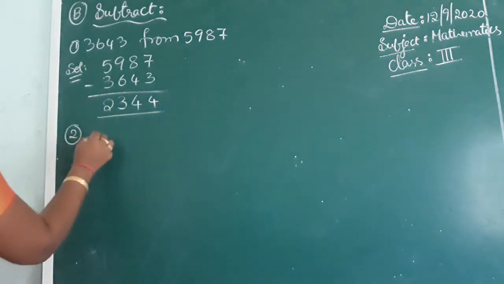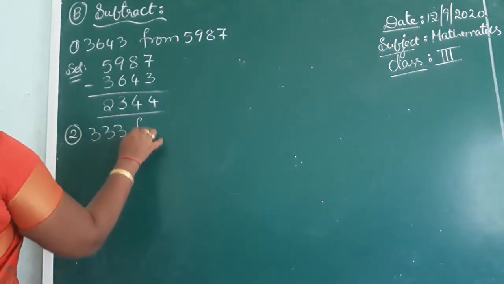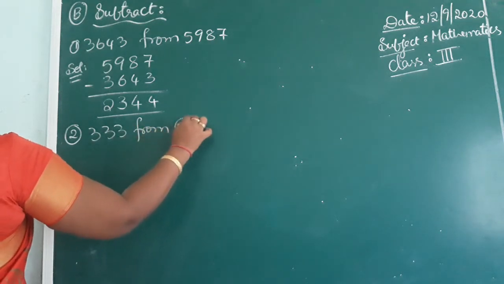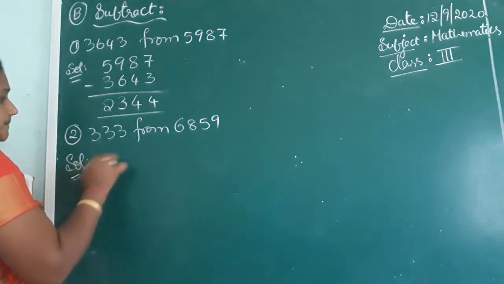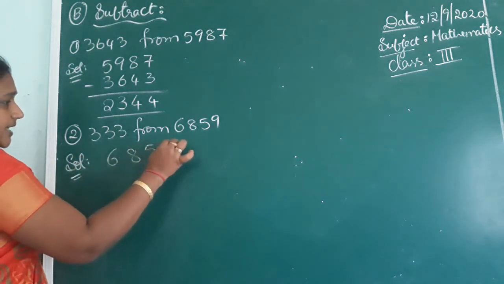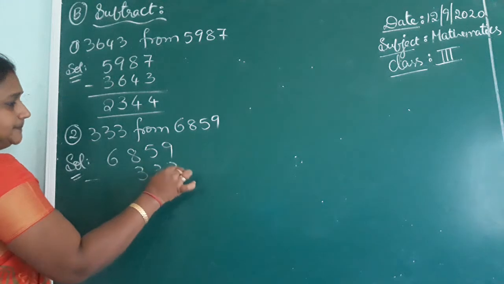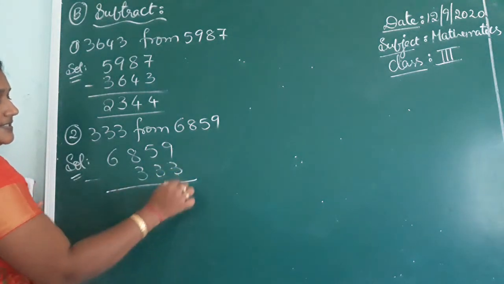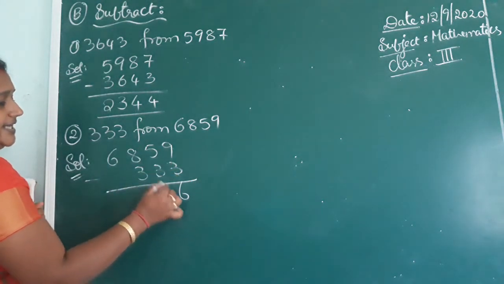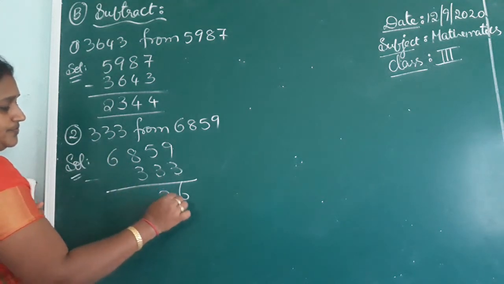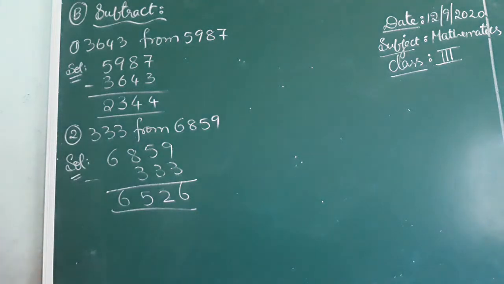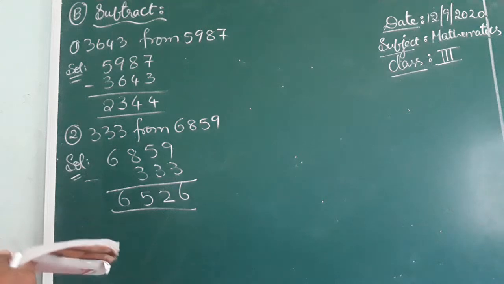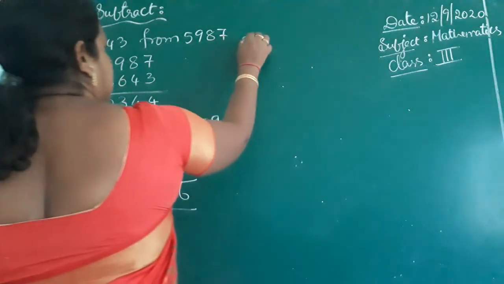See the second one. 333 from 6859. 6859 minus 333. 9 minus 3 is 6. 5 minus 3 is 2. 8 minus 3 is 5. Without any regrouping or borrowing, you can do this type of sums. Okay, two more sums are there in this.